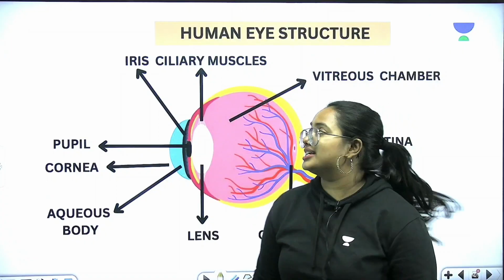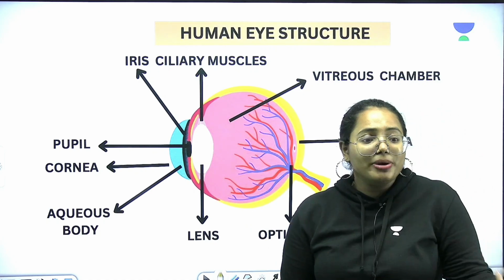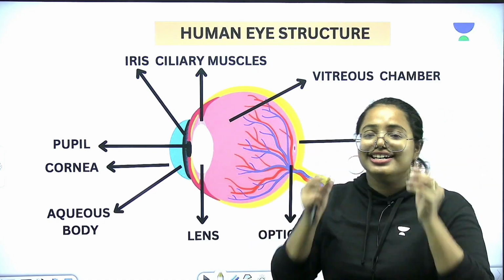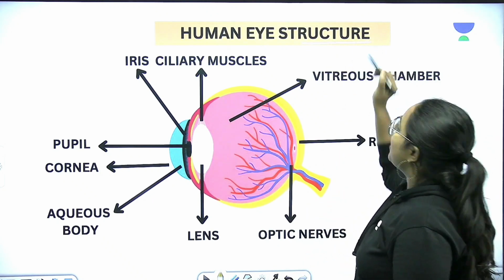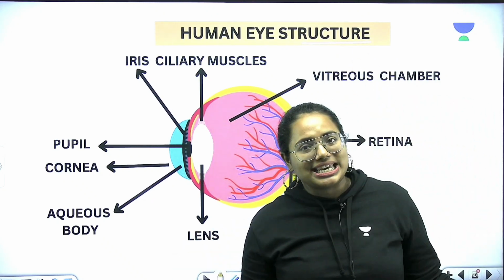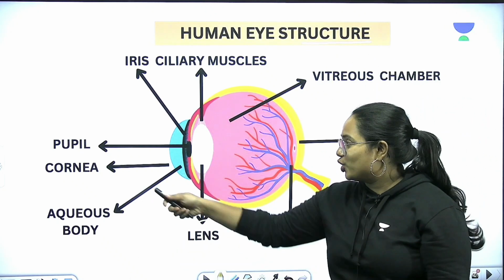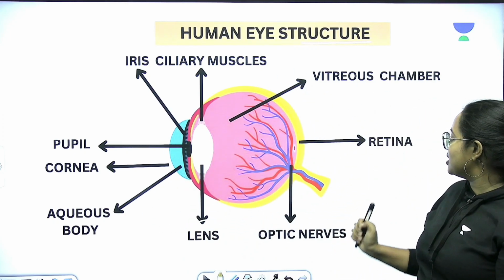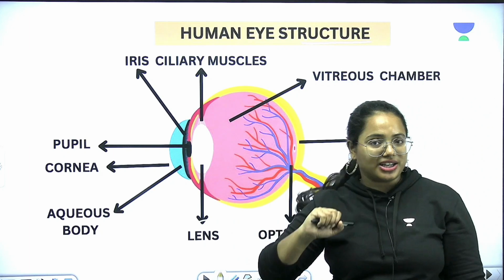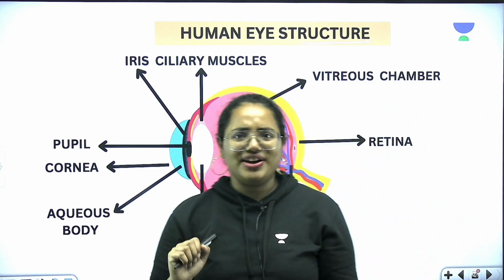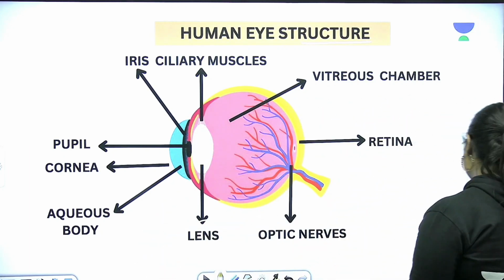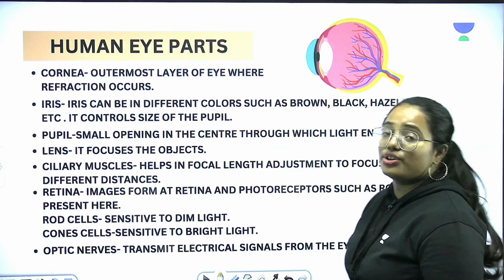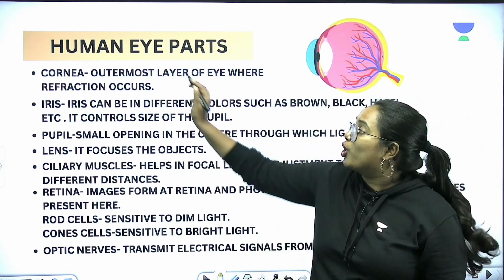So look at this. It's all about human eye structure. Oh, this is a very complex organ, right? Yes. So without eye, we cannot see. So let's name them one by one. Cornea, pupil, iris, ciliary muscles, vitreous chamber, retina, optic nerves, lens, and aqueous body. Oh, this is a very complex organ, I guess. So let me tell you the basic functions of these parts. The very first part is nothing but cornea.